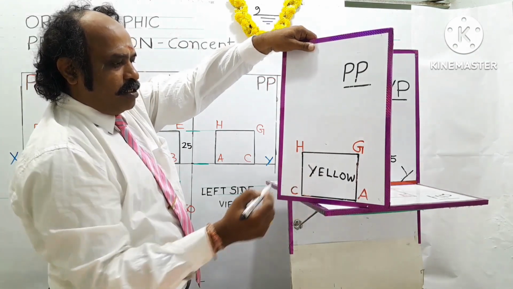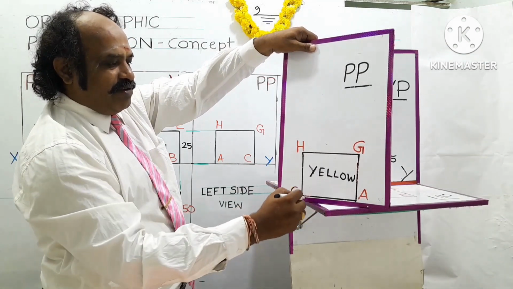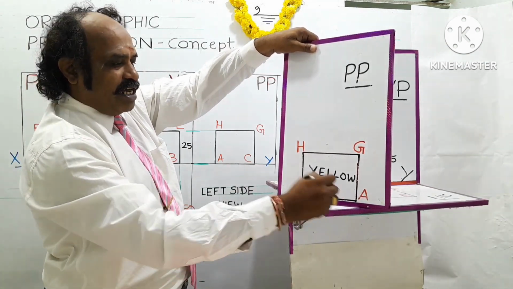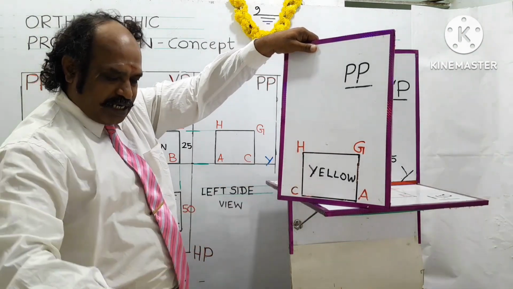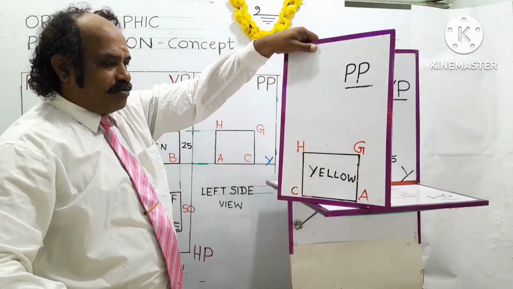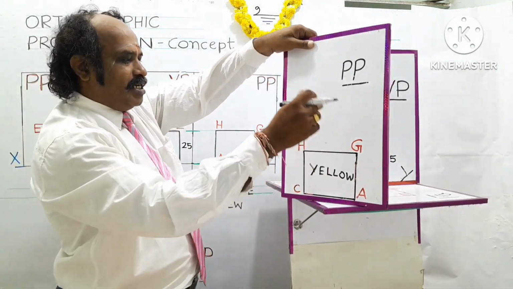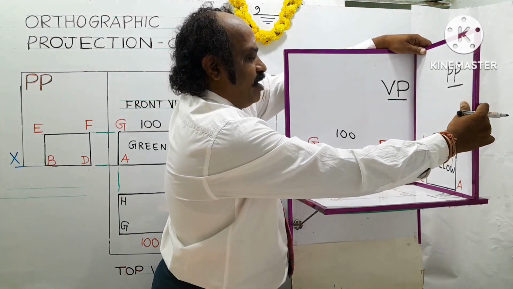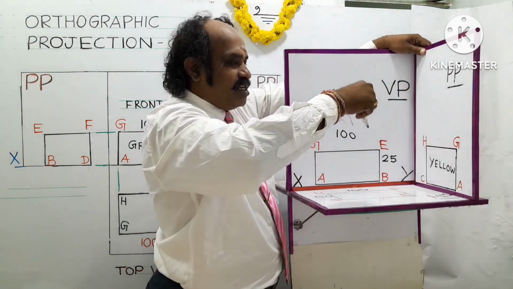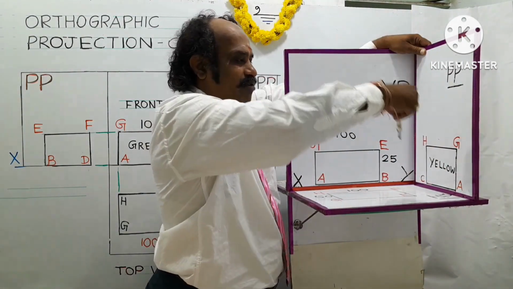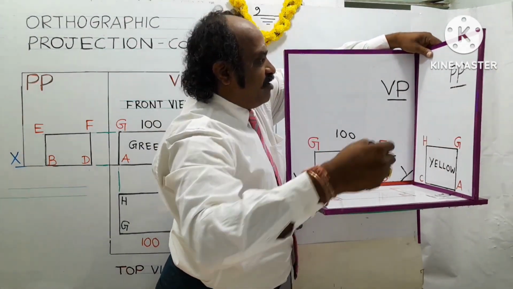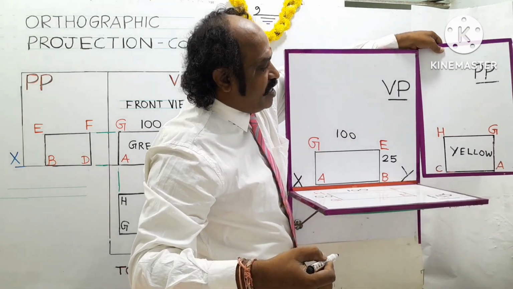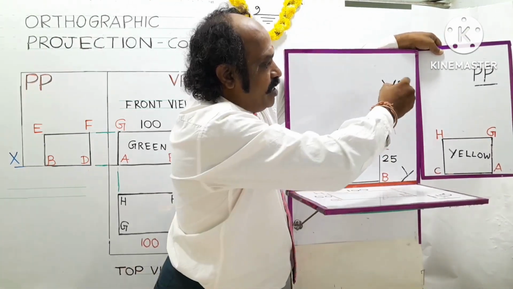Understand? You can see a smaller rectangle. The length, breadth and height of the object will be seen. That is this yellow surface, and that is projected on the profile plane. After that, the profile plane is to be turned 90 degrees backward. Backward means this is the direction of backward. If we turn the PP, it will come in line with the vertical plane, VP.